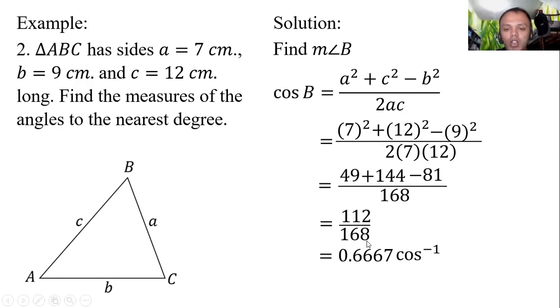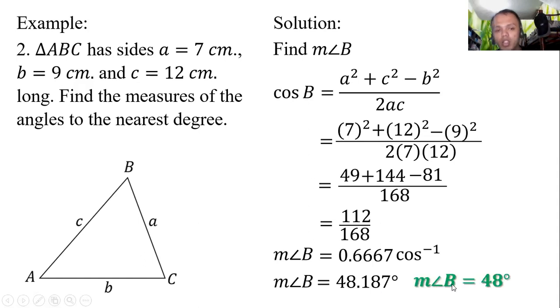Then what is the cosine inverse of 0.6667? That is equal to 48.187 degrees, or 48 degrees.